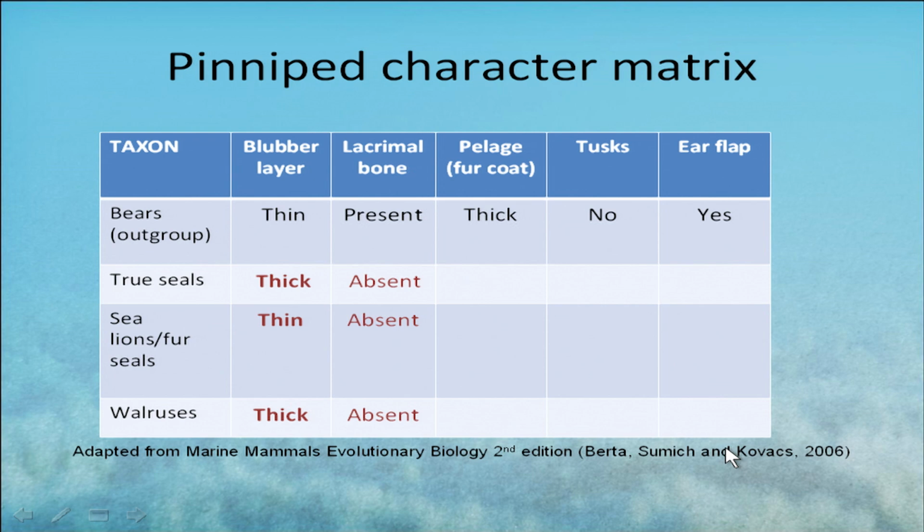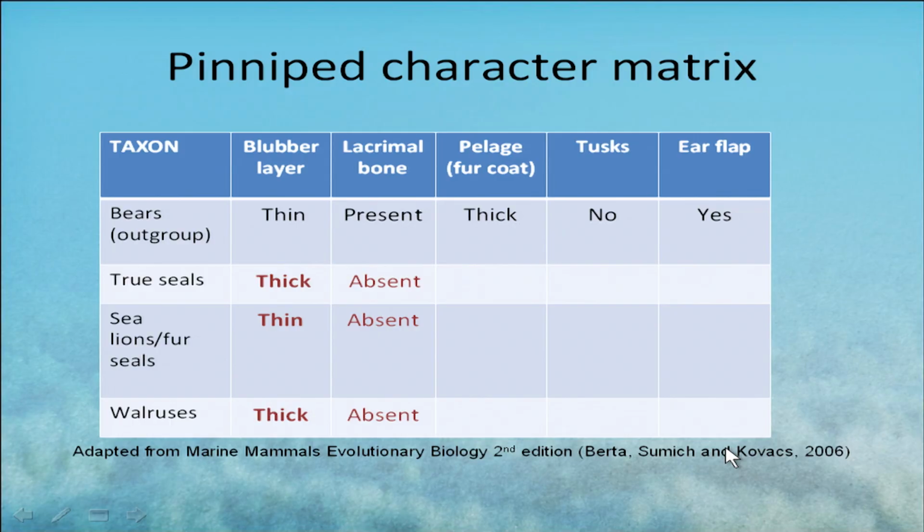From there, let's actually go back to our character matrix and fill in those character states. So we fill in our character states for blubber layer, where the true seals and the walruses have a thick blubber layer. Meanwhile, the sea lions and the fur seals retain their thin blubber layer. And since I don't actually have a skeleton to show you, we're going to fill in the lacrimal bone as well. The lacrimal bone is actually going to be a small bone right here in the skull that contains the tear ducts. And you'll have to take my word for it. Bears have one, but none of the pinnipeds have one.